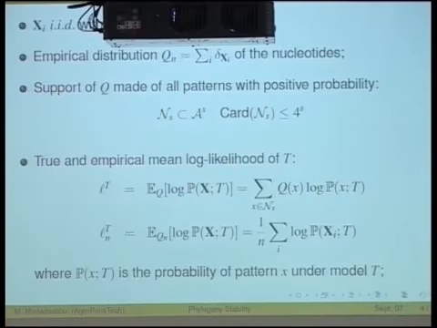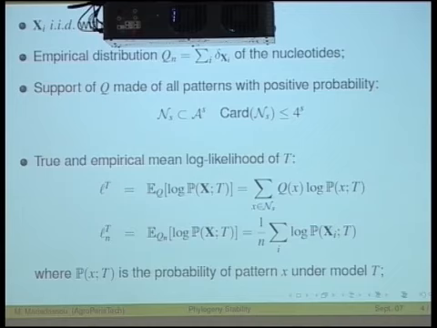Given this true distribution, you can compute the true likelihood of a model, which is just the mean likelihood of a nucleotide pattern under model T, under the true distribution of patterns, and the empirical version of this likelihood, which is exactly the same thing, except instead of taking the true distribution of patterns, you take the empirical distribution of patterns. What I denote by probability of x under T is the probability of observing pattern x under model T.